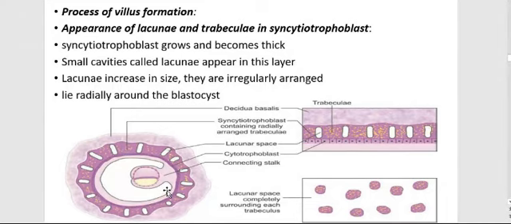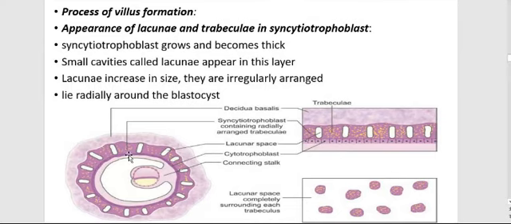This cavity split the extraembryonic mesoderm into two. The part of the extraembryonic mesoderm which was covering the yolk sac is called the splanchnopleuric extraembryonic mesoderm. And the part which was covering the amniotic cavity, as well as the inner surface of the cytotrophoblast, is called the somatopleuric extraembryonic mesoderm.